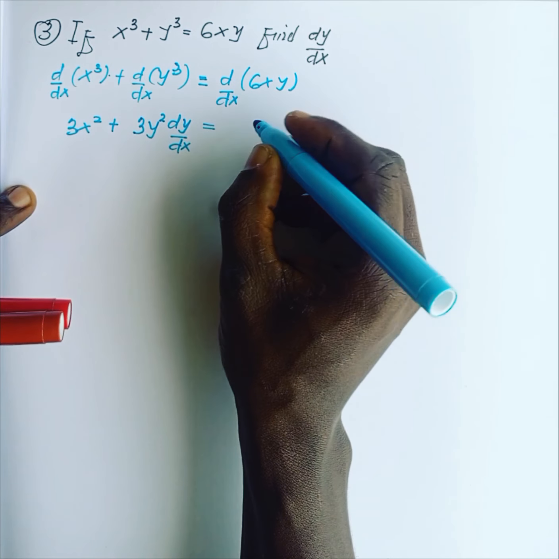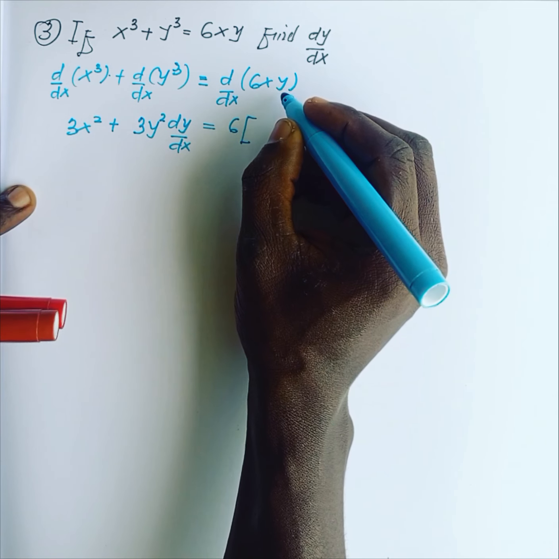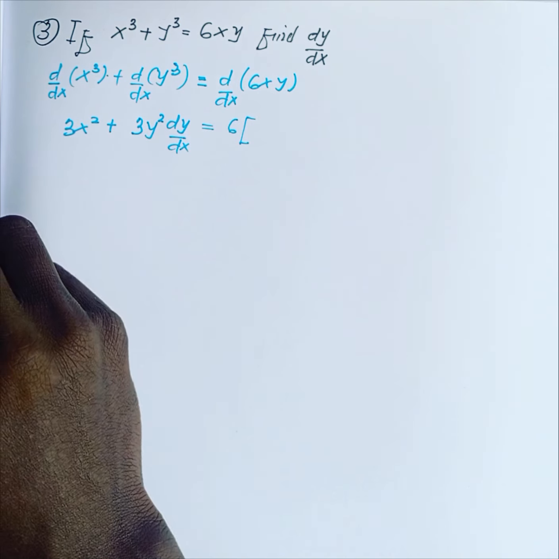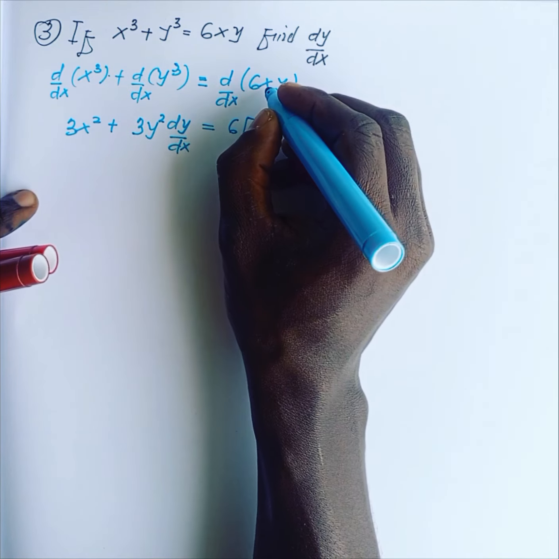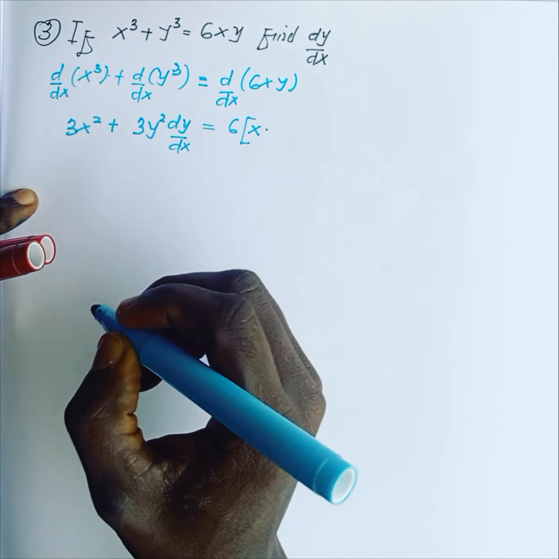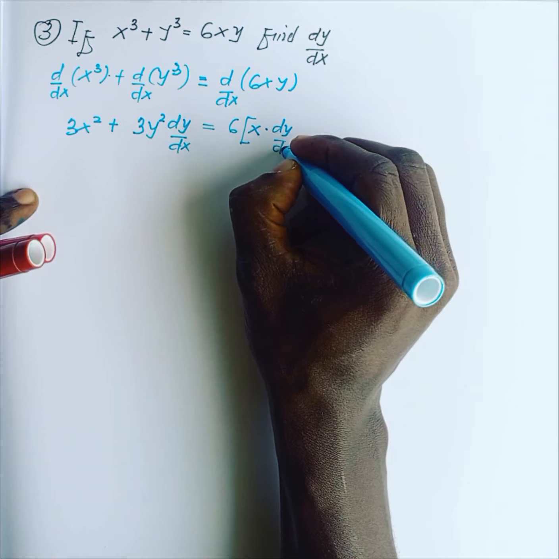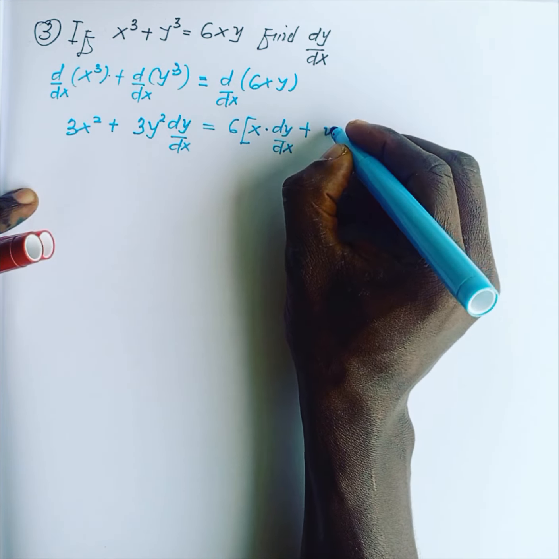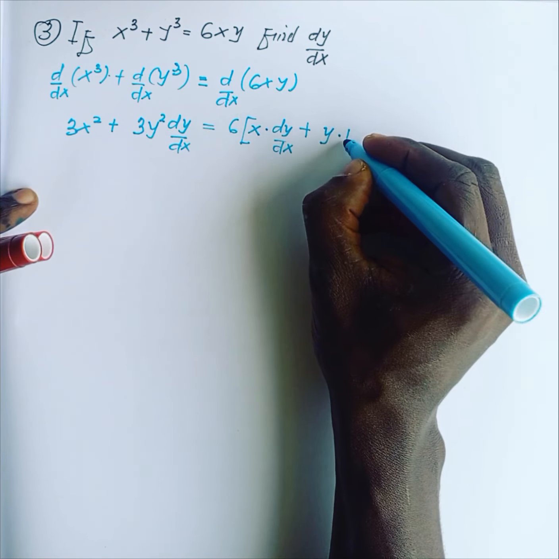And this is equal to, now we can bring the 6 out, but you can see that x and y are multiplying, so we can apply the product rule, which says that we keep the first function, we differentiate the second function, plus we keep the second function, we differentiate the first function. So we keep the first function, which is x, then we differentiate the second function, which is y. When we differentiate y, we are getting dy dx, plus we keep the second function, which is y. Now we differentiate the first function, which is x. When we differentiate x, we get 1.